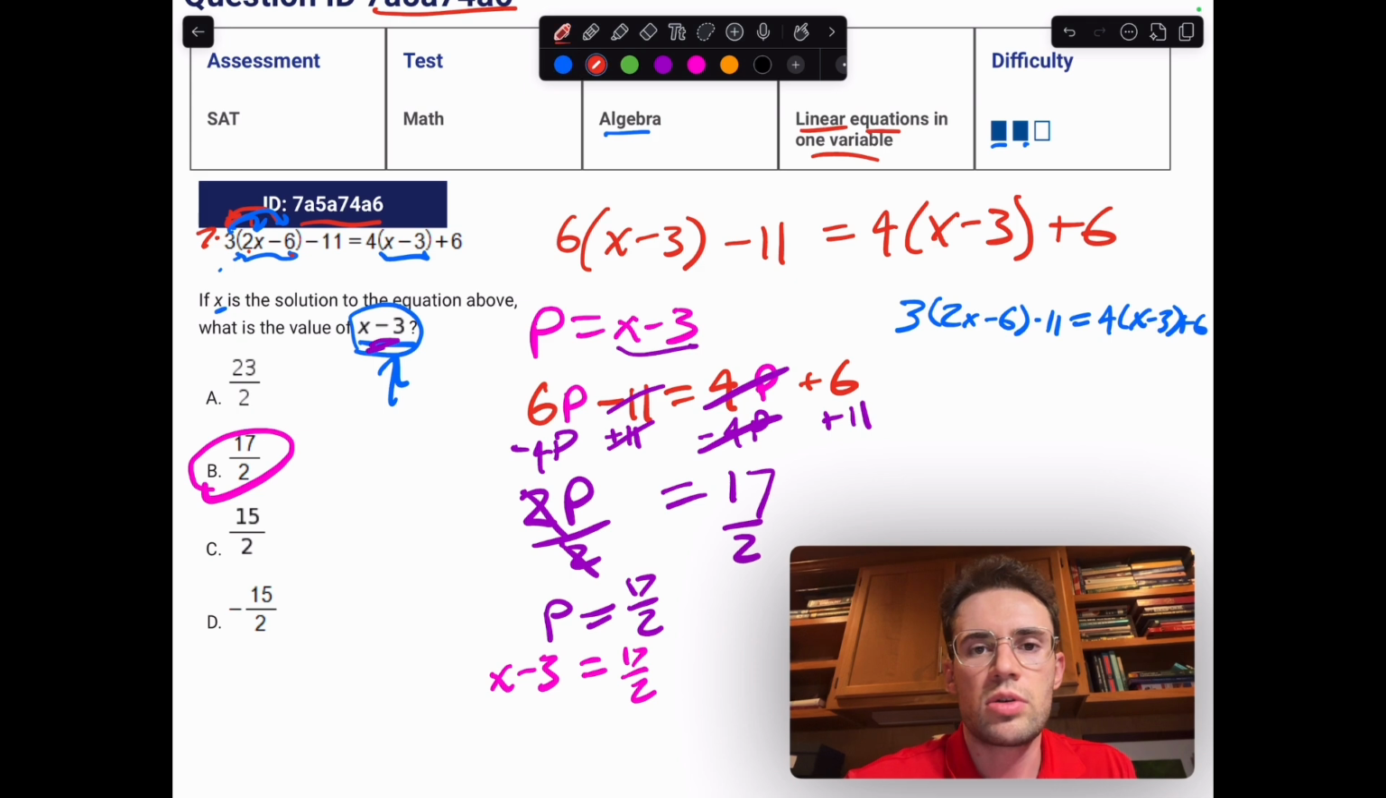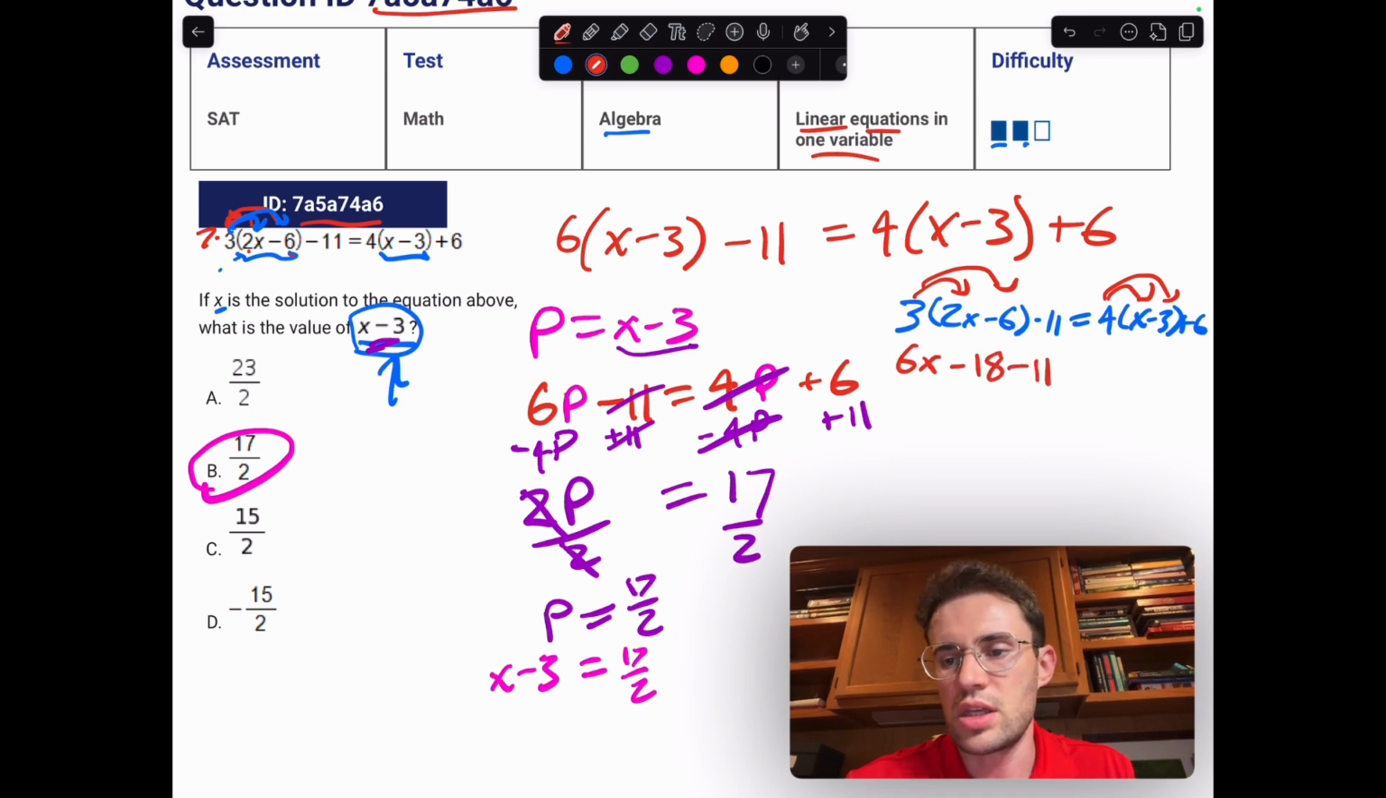All right, you can just distribute your 3, and then here we distribute the 4. So 3 times 2x gives us 6x. 3 times negative 6 is minus 18. So negative 18 minus 11. And then 4 times x is 4x. 4 times negative 3 is minus 12. We still have plus 6.